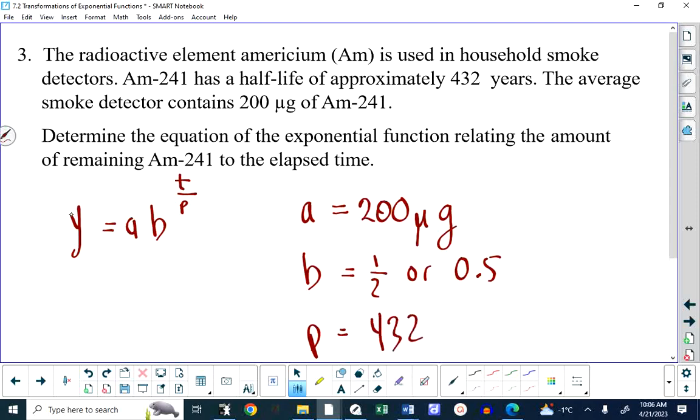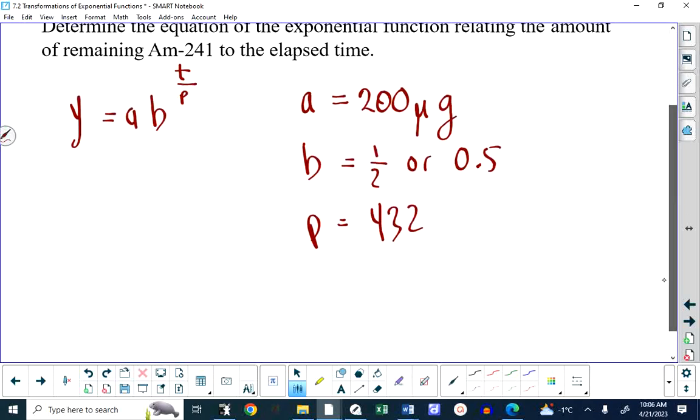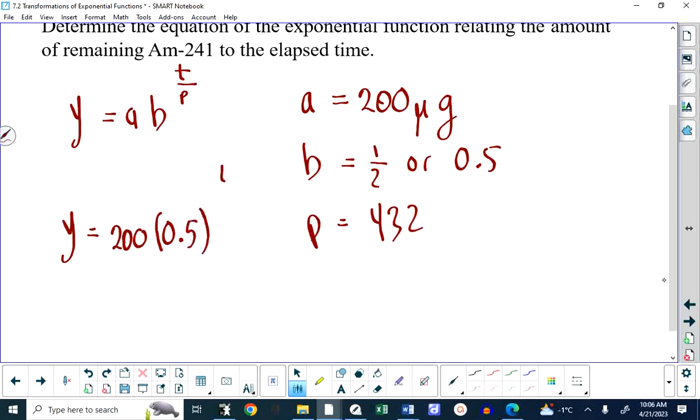And we're done. We just have to load those three parameters into the equation and have y equals A, which is 200, times B, which is 0.5, raised to the t over 432.